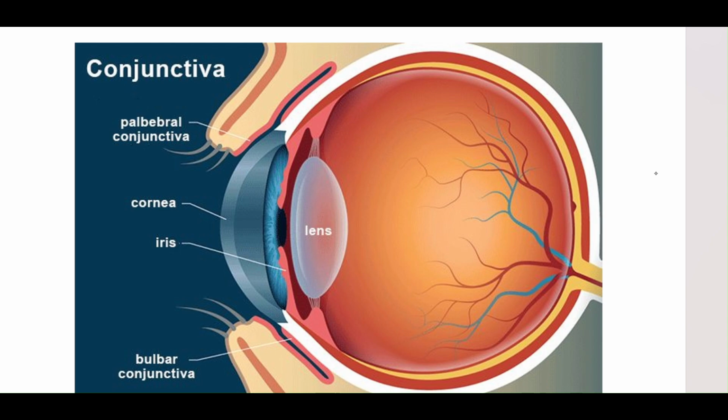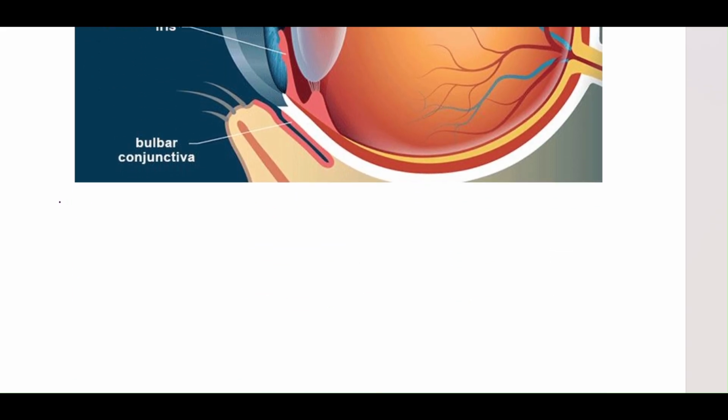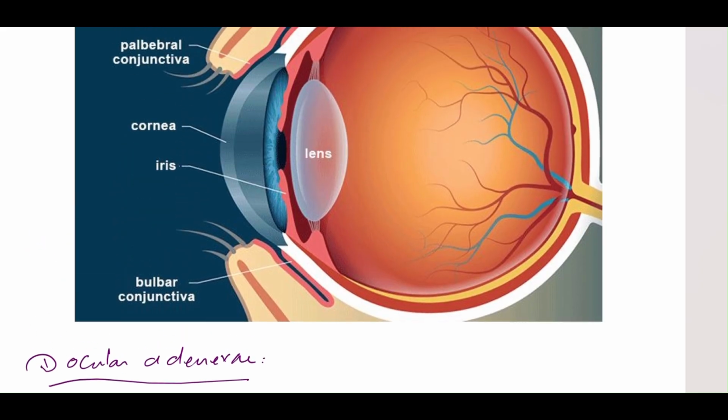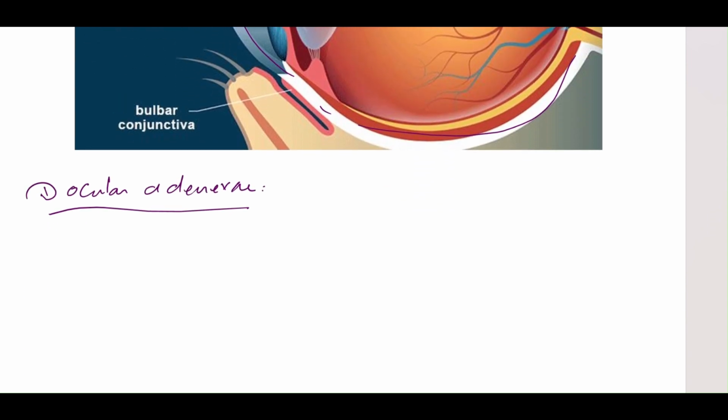But we need first to start with the extraocular structures, or what we call the ocular adnexi. Ocular adnexi are considered the accessory ocular structures that are located outside the globe itself, located outside the eyeball. Number one is the eyelid.